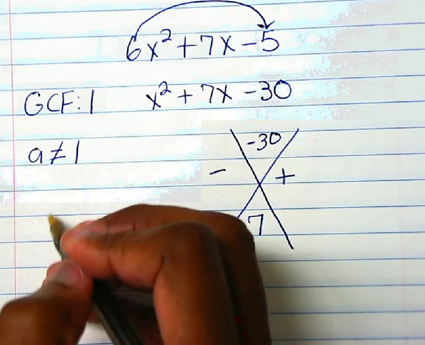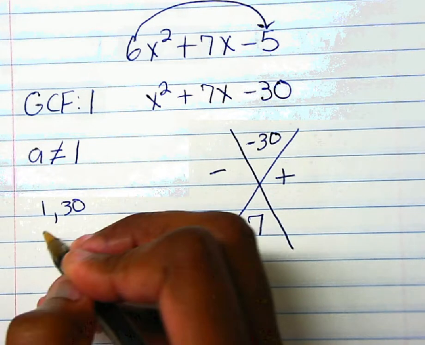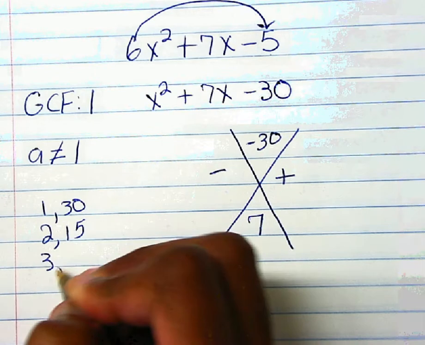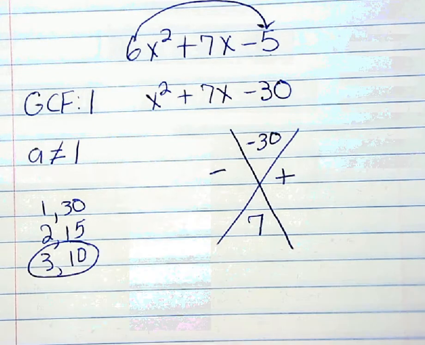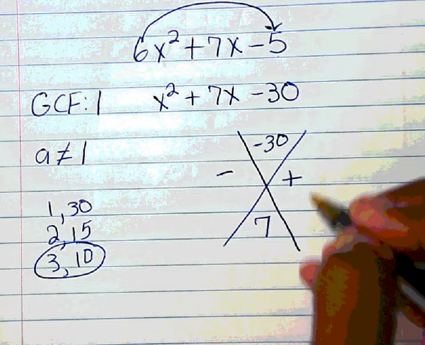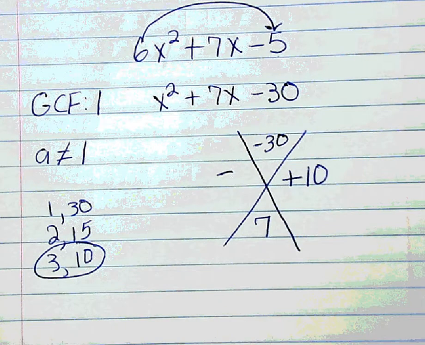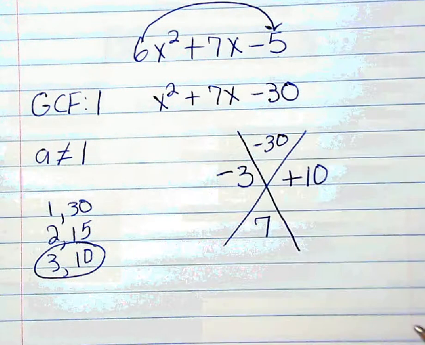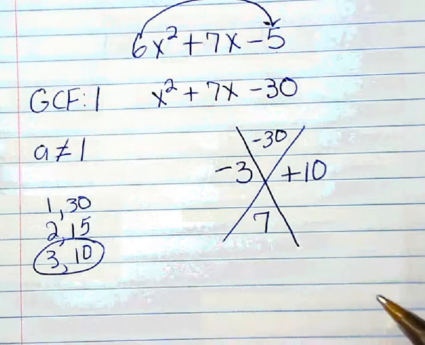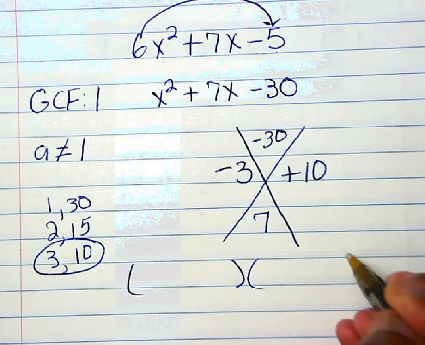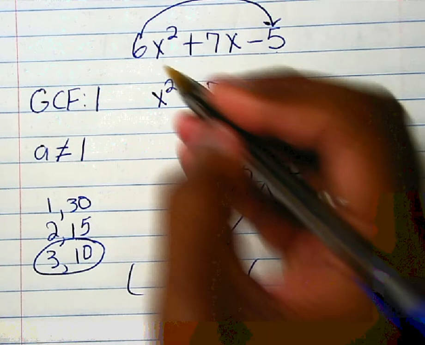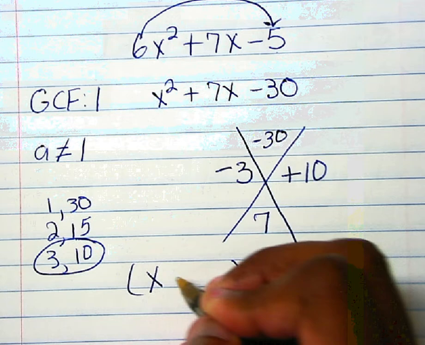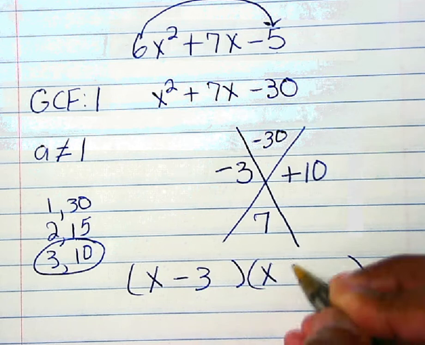Alright, so I have 1 and 30. No. I have 2 and 15. No. I have 3 and 10. I can stop. 3 and 10 differ by 7. It means 10 gets the positive sign, and 3 gets the negative. Like we said earlier, if it factors, it's going to factor into two binomials. The square root of x squared is x. So I have x and x. I have minus 3, and I have plus 10.